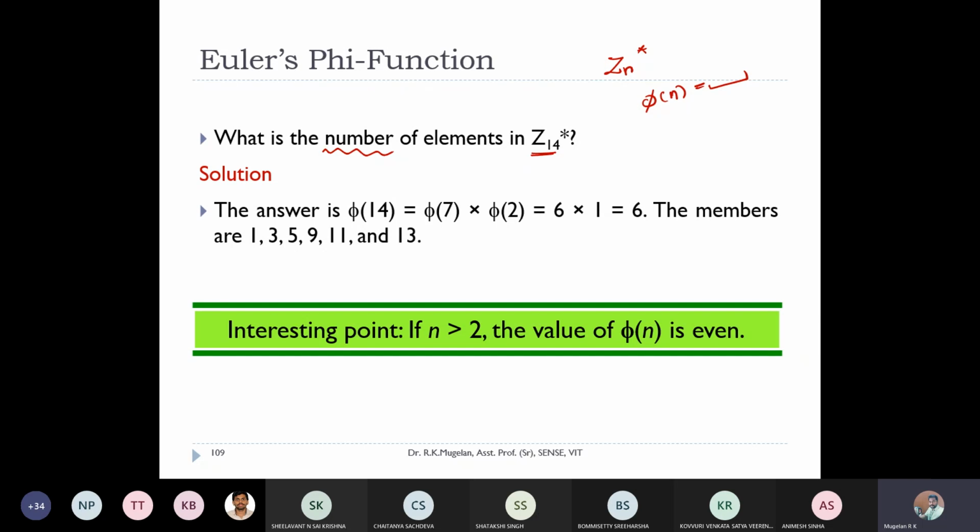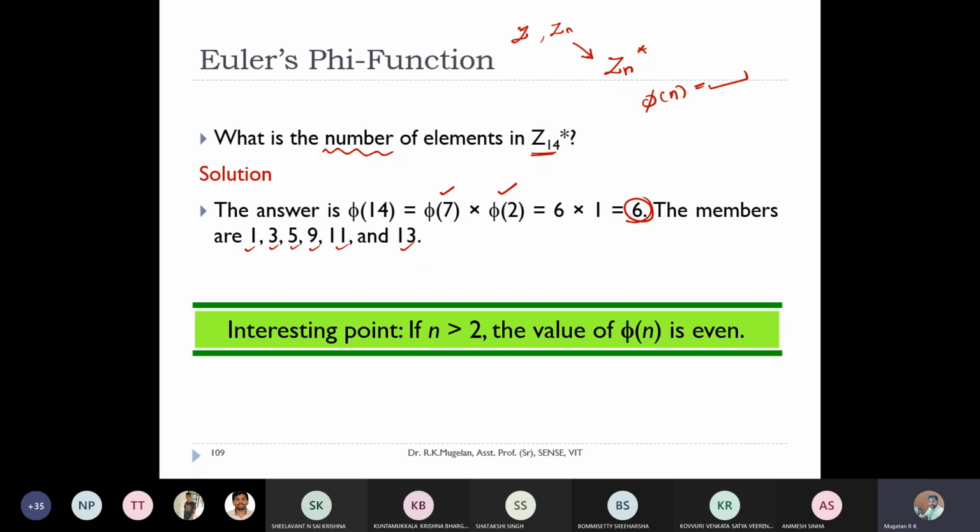So I hope everyone knows what Zn star is. We just saw a set of integers, a set of residues, and the set of elements which have a multiplicative inverse will be there in Zn star. So Z14 star, how many elements? Simply, if we take phi of 14, I can write it as phi of 7 into phi of 2, which is 6 into 1, totally 6. Totally 6 elements will be there, and these 6 elements are 1, 3, 5, 9, 11, and 13.